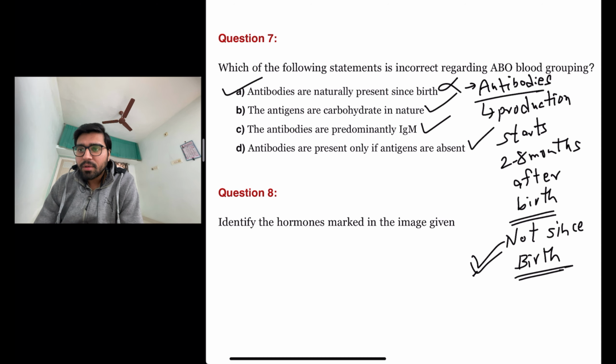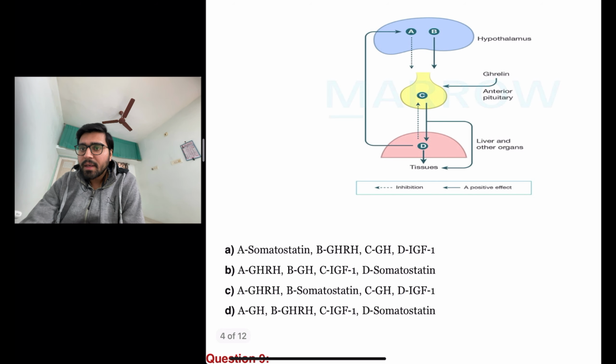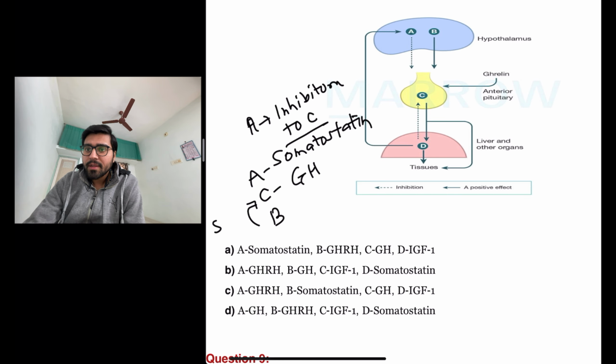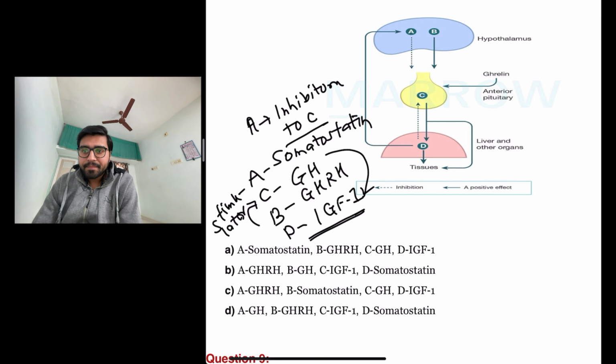The next question is, identify the hormones marked in the image given. This hormone A is actually inhibitory to C. So A is somatostatin and C is actually growth hormone. B is actually the stimulator of C, so that is growth hormone releasing hormone. And D is actually the insulin like growth factor 1 on which the growth hormone acts. So A is somatostatin, B is growth hormone releasing hormone, C is growth hormone, and D is insulin like growth factor 1. So A is the answer.